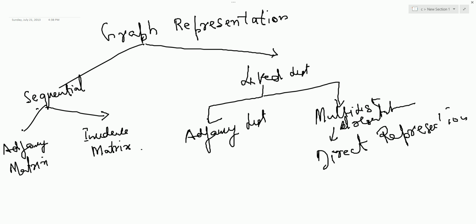Okay, so let's see how we represent sequentially as well as linked list. The adjacency matrix and incidence matrix we take up first.